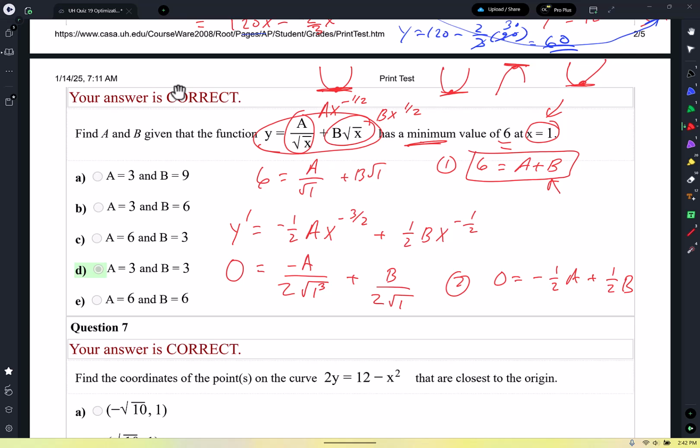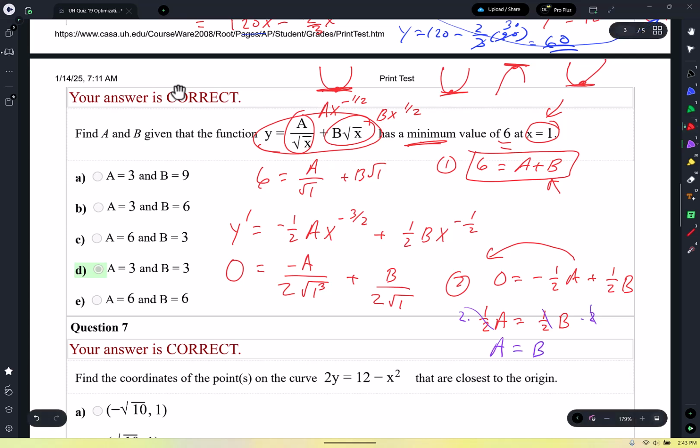You see division? I see it. Move the negative half a to the left: 1/2 a equals 1/2 b. I'm really tempted to just delete the half, but I want to show you guys everything. Times 2, times 2. Whatever you do to one side, do to the other. Bam, bam. a equals b. How does that help me?